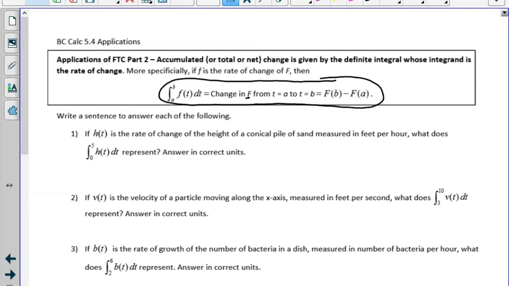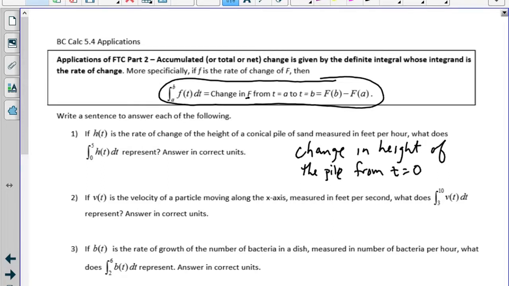If h of t is the rate of change of the height of a conical pile of sand measured in feet per hour, what does the integral from 0 to 5 of h of t represent? Well, that represents the actual change in height of the pile from t is 0 to 5. And they want this in units, so the units would be feet.